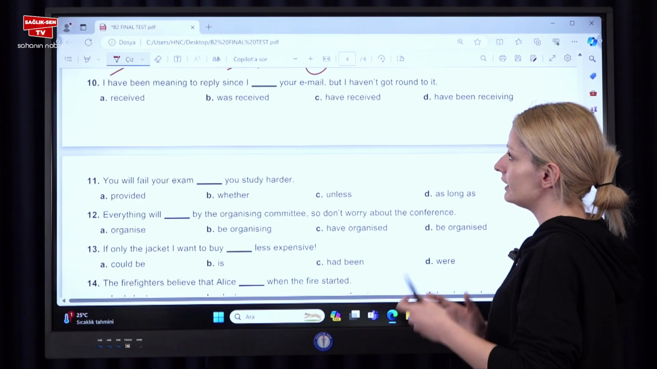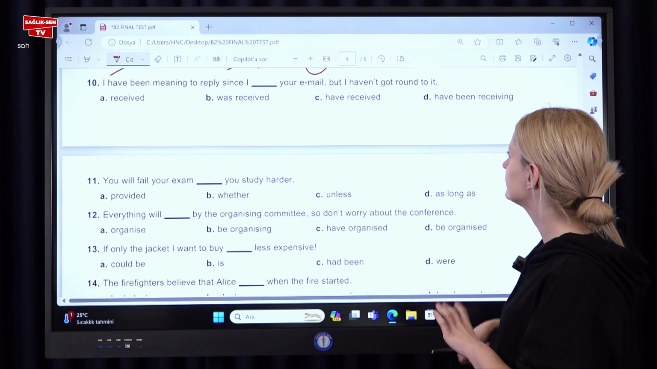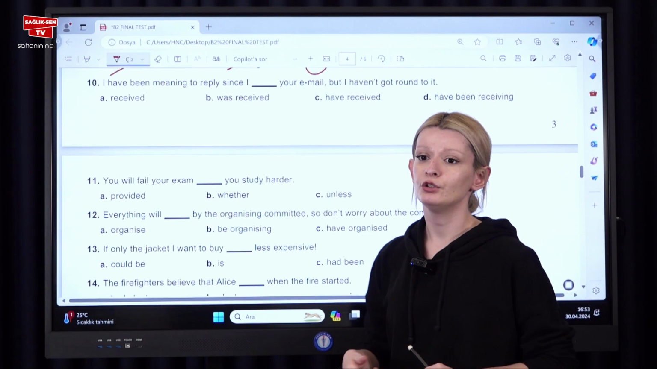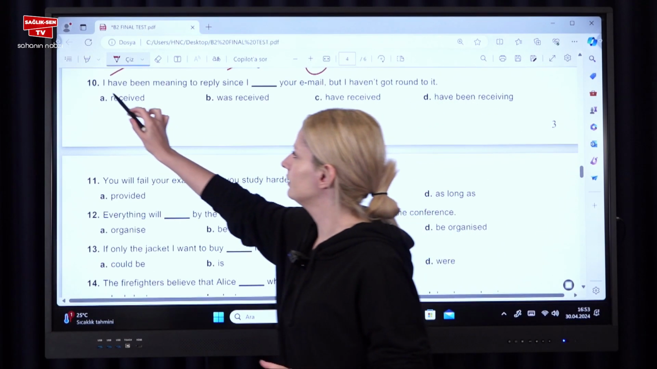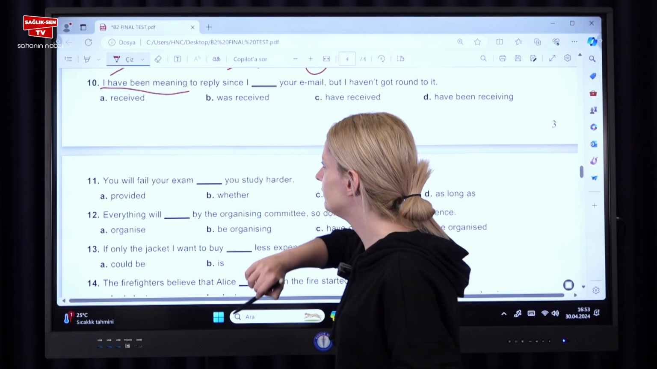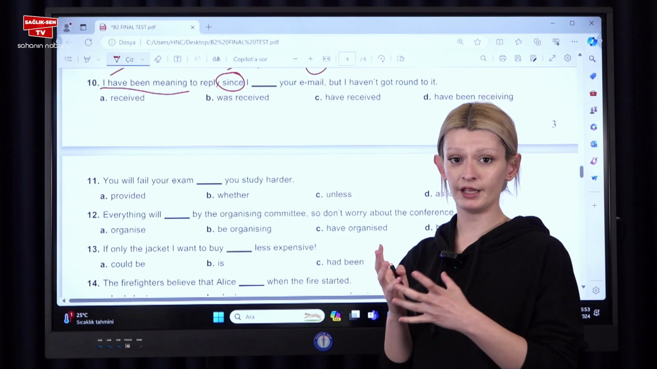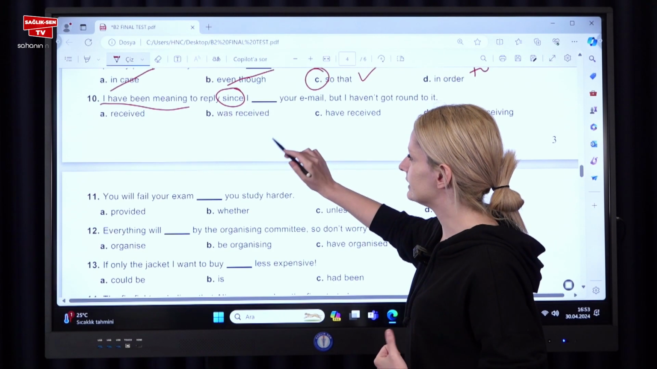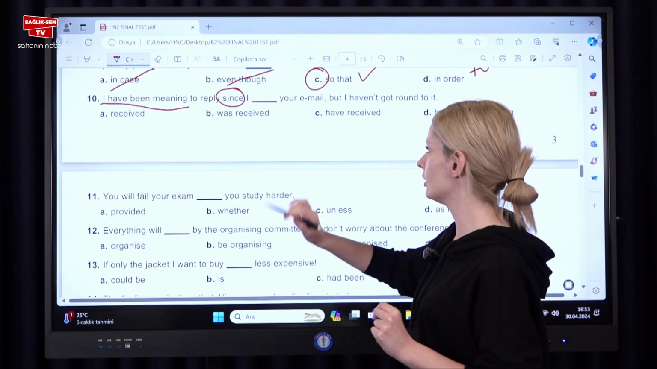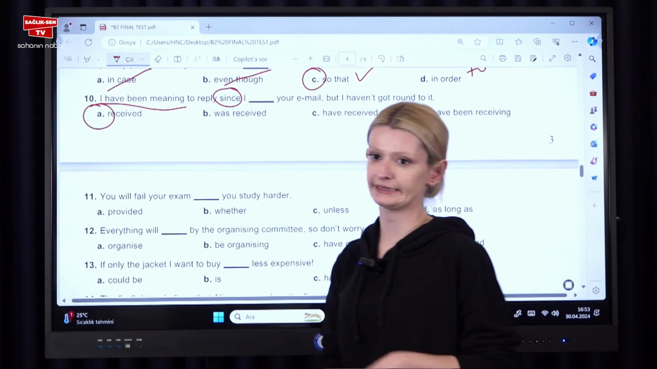I have been meaning to reply since blah blah your email, but I haven't got round to it. You can see the present perfect form here. I have been meaning, and I have since as my time expression. So I am going to use, the rule is past simple, so I have to use received.